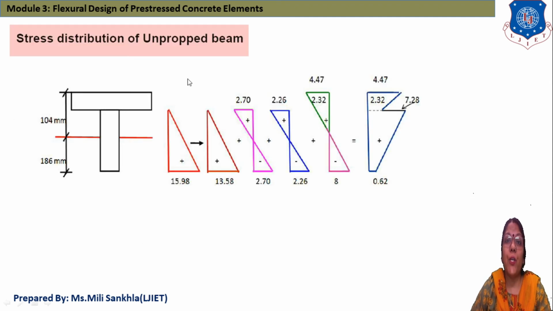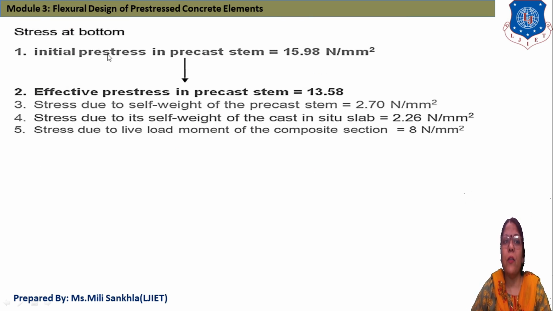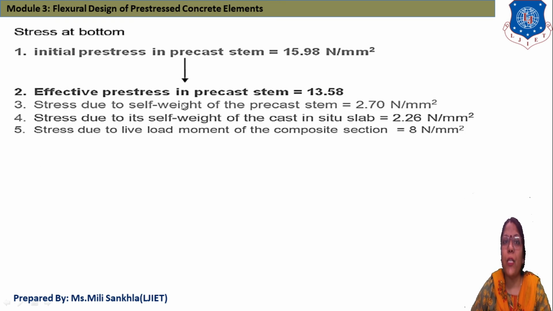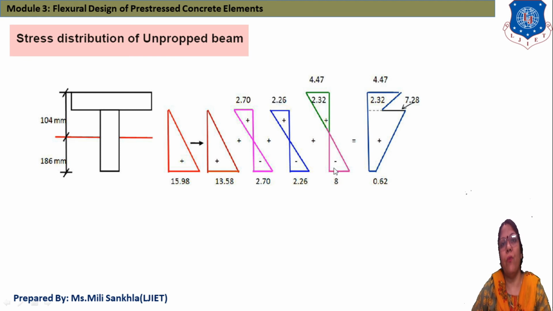Now this one is the stress distribution diagram for unpropped beam. T, YT and YB. First condition is for initial stress. This one is the initial pre-stress in precast, and this one is the effective pre-stress. Then third case is due to self weight of precast. Then fourth case is due to self weight of cast in situ slab, and fifth case is due to live load.